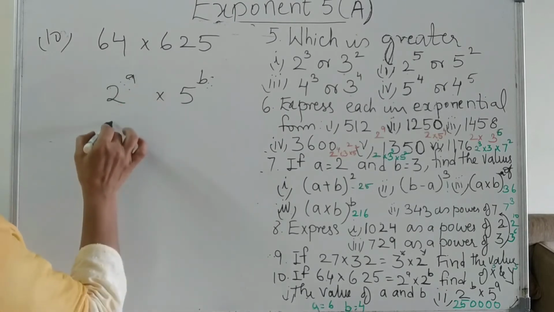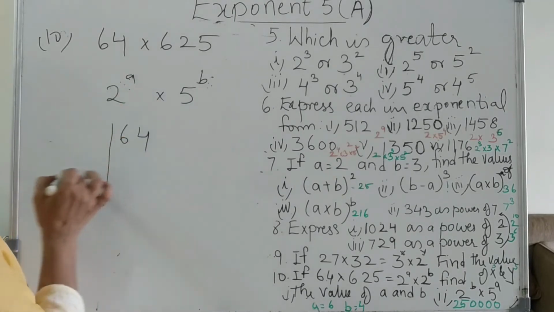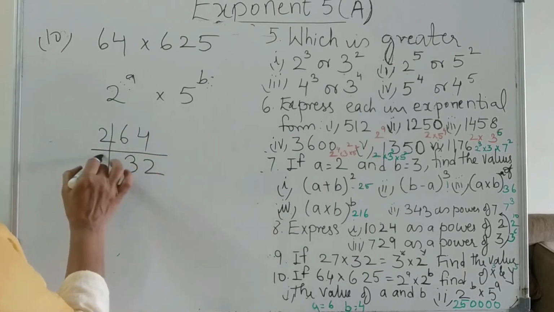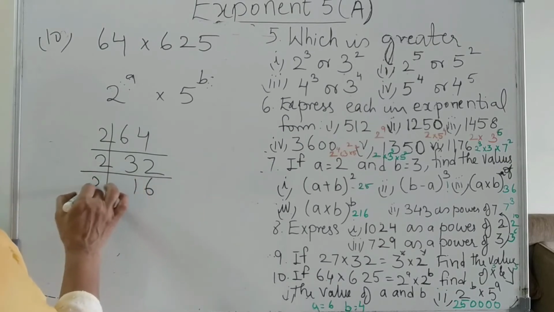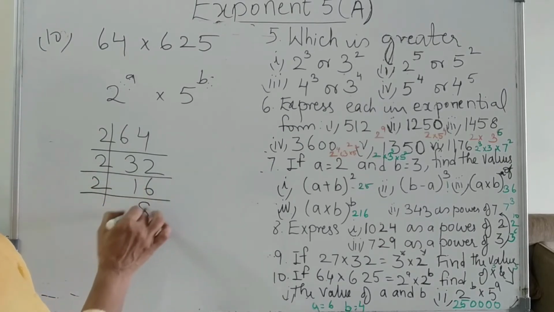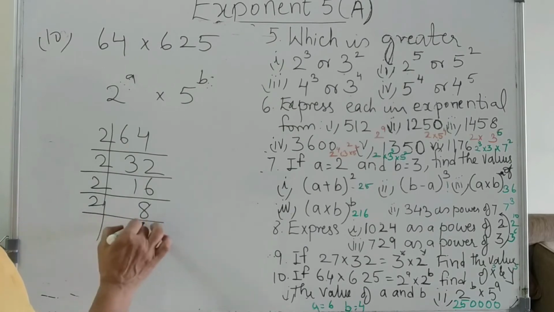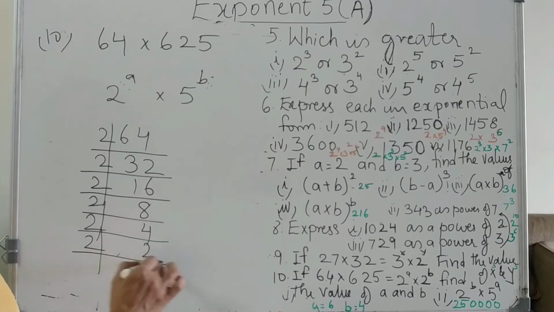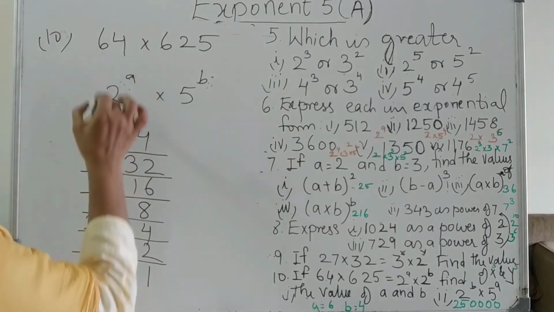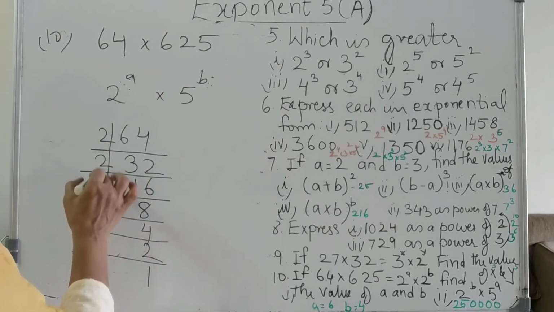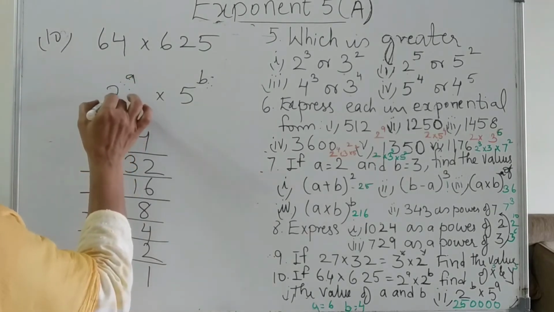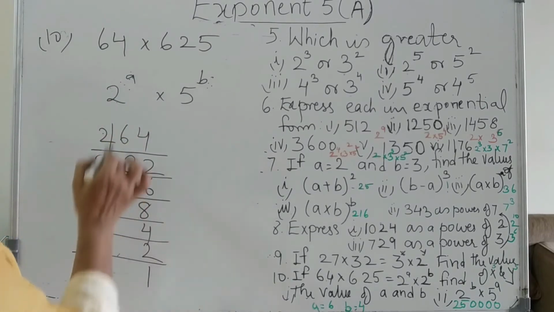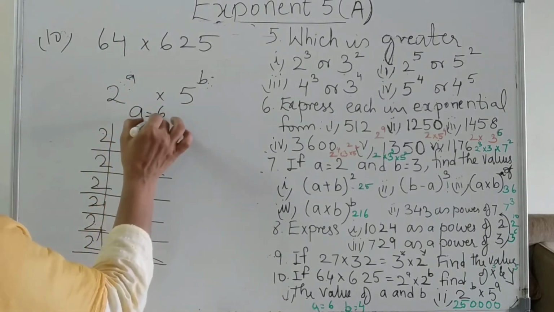Now you have to factorize 64. 2 16s are 32, 2 8s are 16, 2 4s are 8, 2 2s are 4, 2 1s are 2. So how many times 2 in 64? 1, 2, 3, 4, 5, 6. So here it is 2 raised to 6. So you can write A is equal to 6.